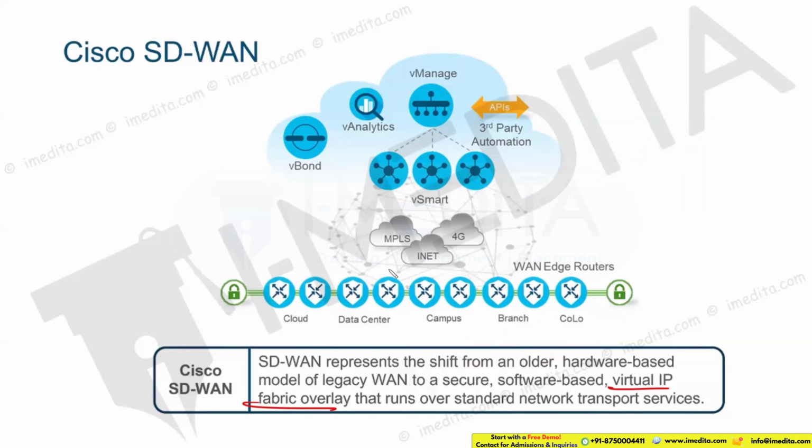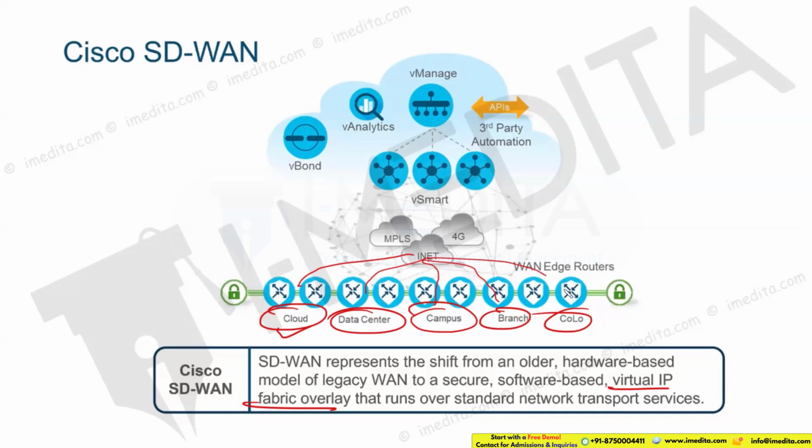So the meaning of that is that your routers, like here, if you look at the campus, data center, cloud, branch, colo, you have got routers installed everywhere. In cloud, obviously you would have a virtual router, but one thing would be common, maybe internet. Internet is available everywhere. So you got the internet connectivity in cloud, internet connectivity in data center, internet connectivity in campus, internet connectivity across all branches, internet connectivity across all the co-locations.